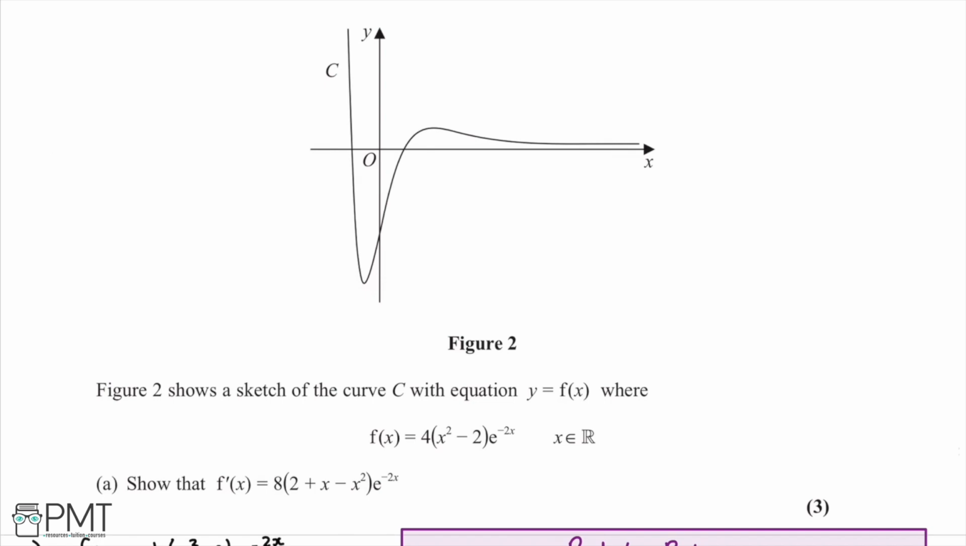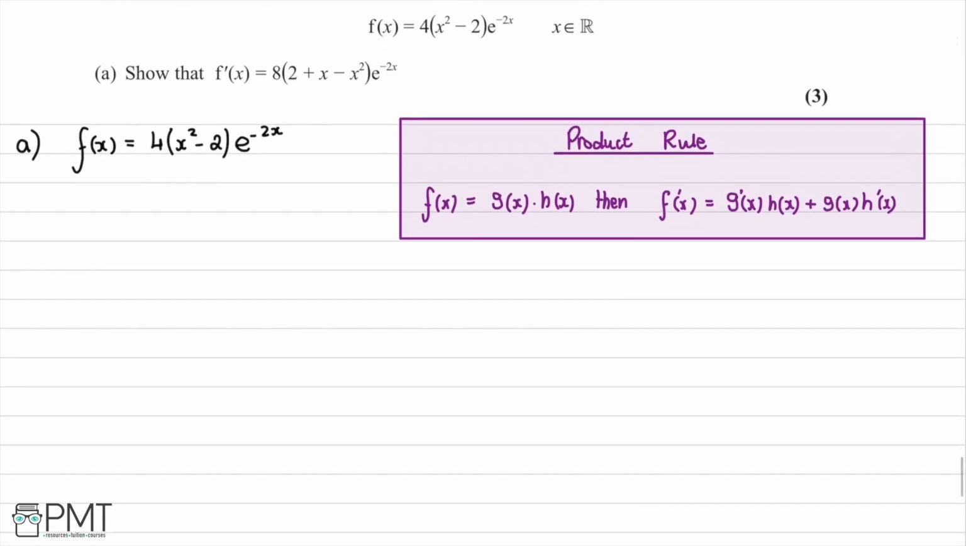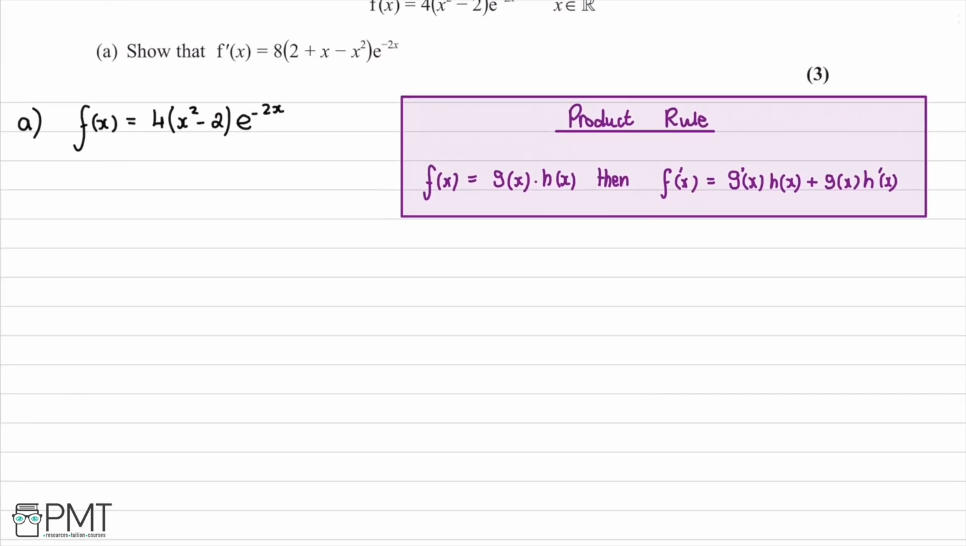So essentially what we're being asked to do is take f of x and differentiate it to reach the required answer. So how are we going to do this? We know we have one function and we multiply it by another function, so we can differentiate this using the product rule. I've already written the product rule out here.